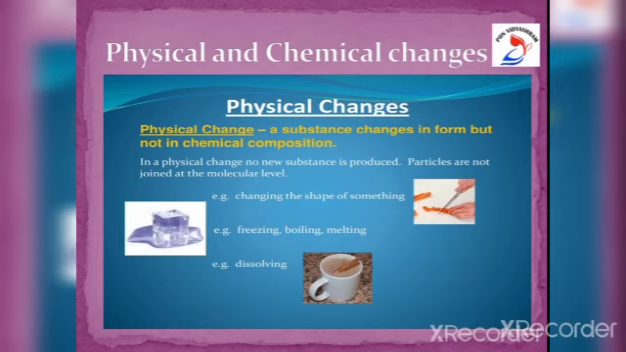Then cutting, tearing, shattering, grinding and mixing are further types of physical changes because they change the form but not the composition of a material. For example, mixing salt and pepper creates a new mixture without changing the chemical makeup of either compound.